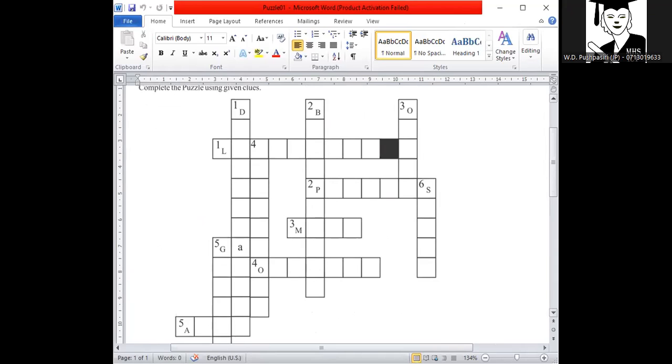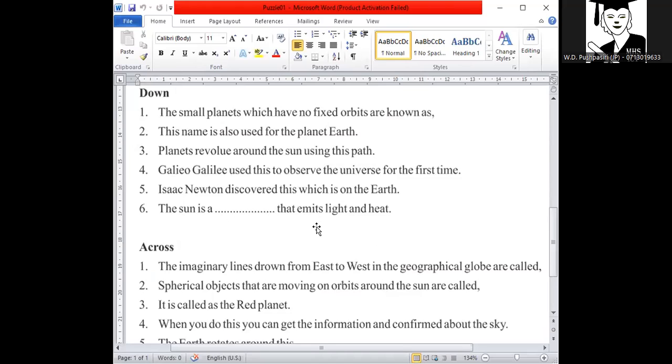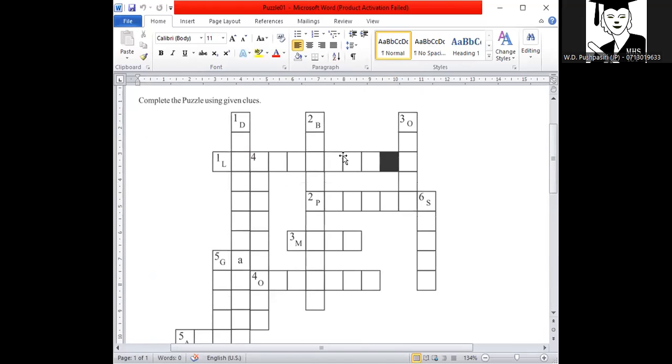Then only you can write down the second heading, right? Or else what you can do is, you can get a photocopy of this page if you have the facility, and paste it on that page and complete the puzzle. But the problem is, not everybody has the facility of getting a photocopy or printout.